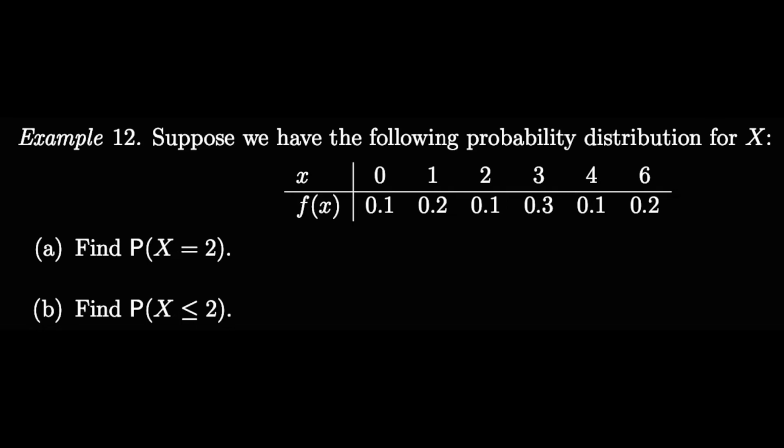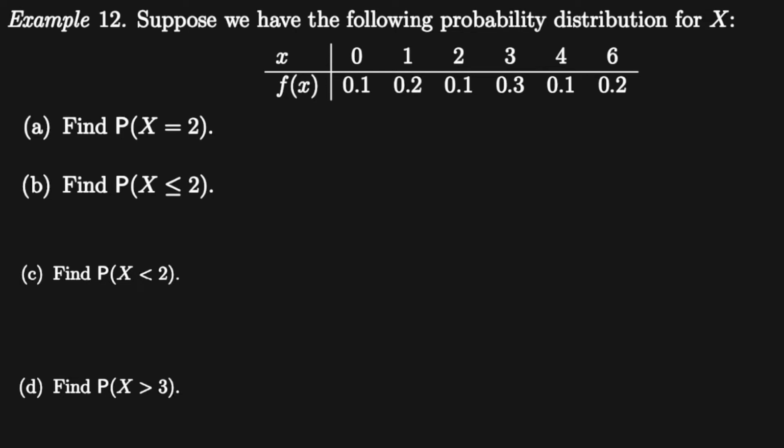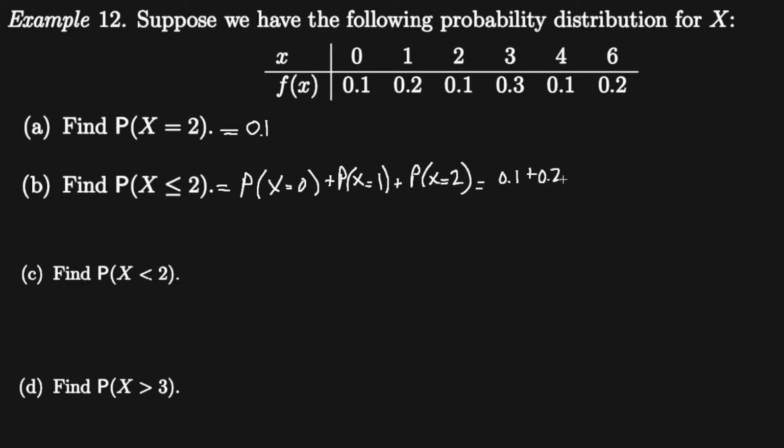Now let's look at some examples here. We can start with example A, where it says find the probability of x is equal to 2. We know that is just 0.1. B is find the probability of x less than or equal to 2. That is the probability of x equals 0 plus the probability of x equals 1 plus the probability of x equals 2, which is 0.1 plus 0.2 plus 0.1, which is 0.4.